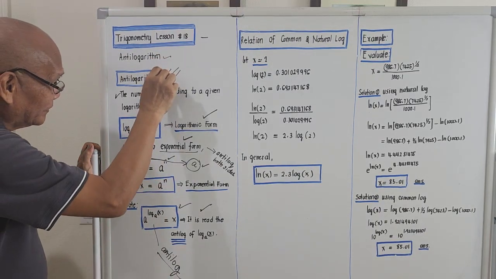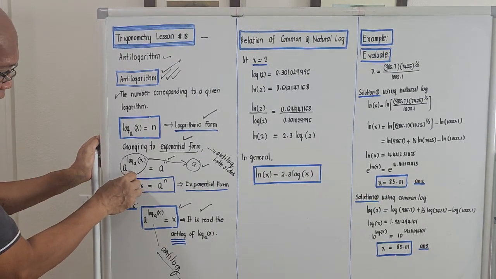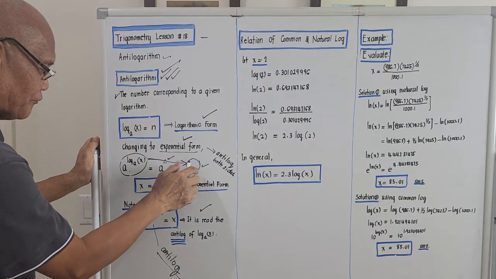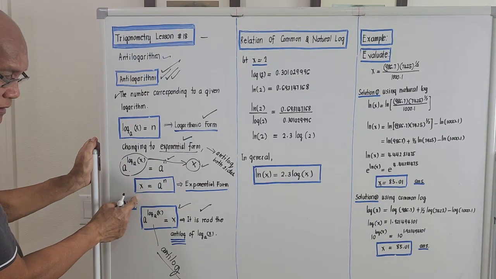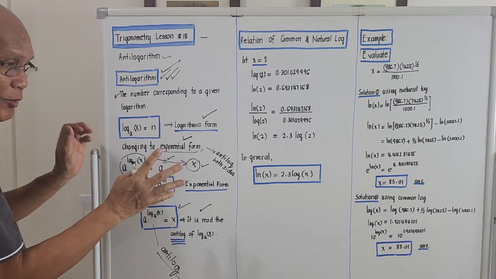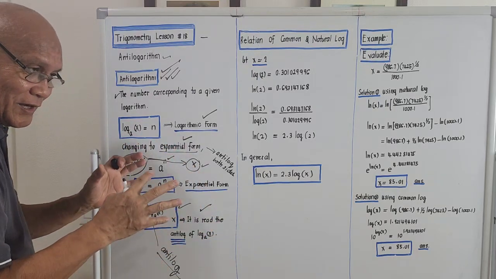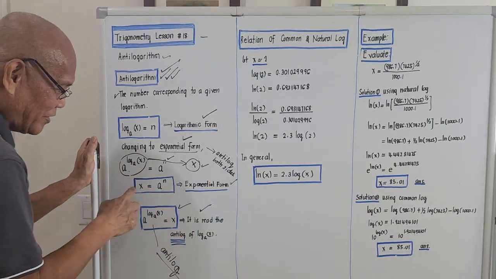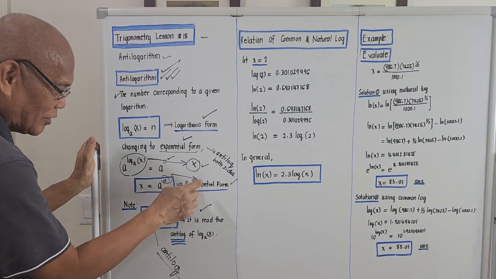Our topic for tonight. If the equivalent of the left hand side is just x, this should now be equal to e raised to n. You already got the antilog of the given logarithmic equation, and the resulting form is actually an exponential form. That is, x is equal to e raised to n. There is an n over here, so it's an exponential form already.